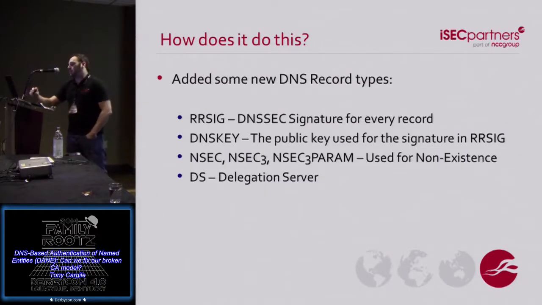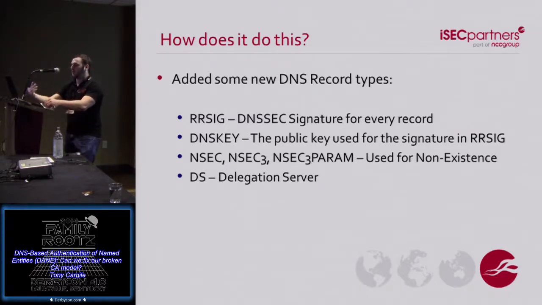So how does it do this? That's a pretty bold statement, to say that we're going to just fix DNS with this add-on. What it does is add a few new DNS record types. Namely, RRSIG: for each one of the records in your DNS zone, you're going to also have a correlating RRSIG, which is simply the signature of that DNS record. So for every A record in your zone, you're going to have an RRSIG record that's just a hash of that A record.